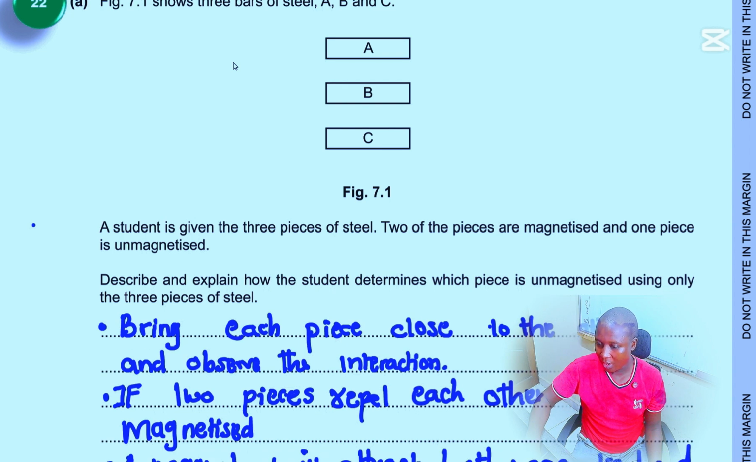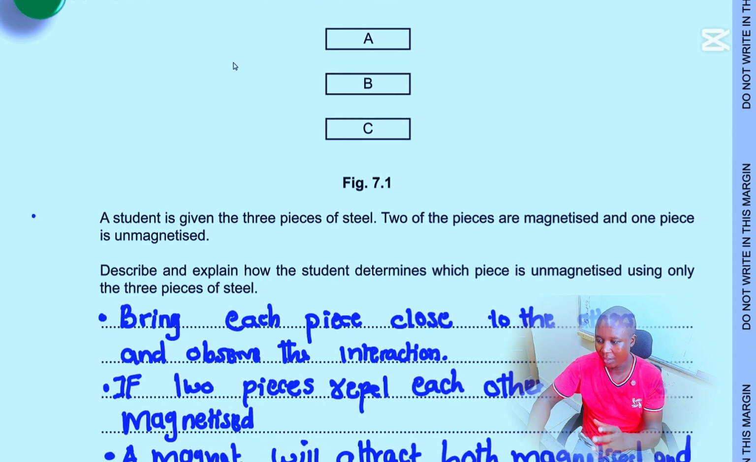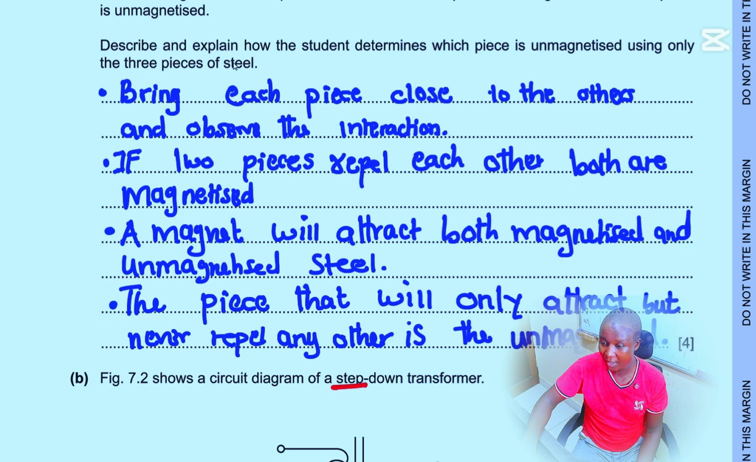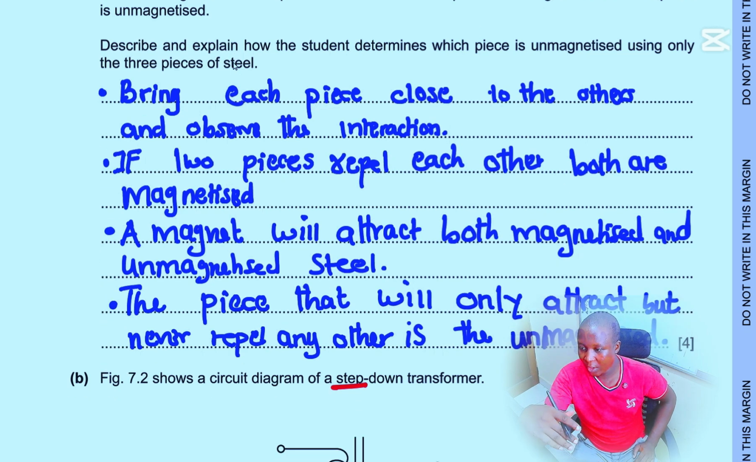So let's talk about a student who is given 3 pieces of steel. 2 of these pieces are magnetized, 1 is unmagnetized. We are supposed to describe and explain how the student can determine which is the unmagnetized one using these pieces that I provided here. So something that we need to understand here: the student needs to bring each of the pieces close to each other and observe the interaction.